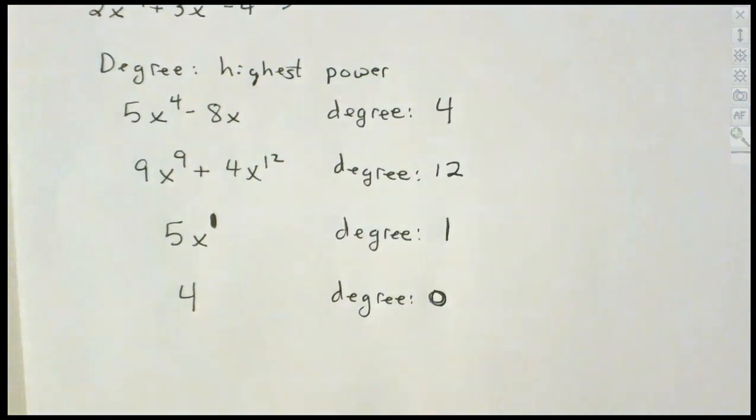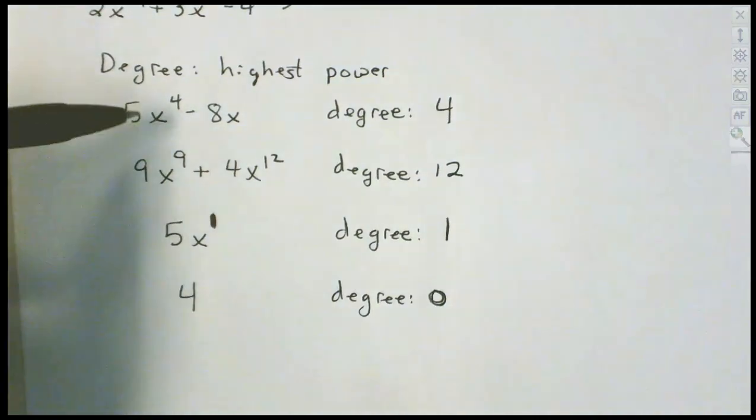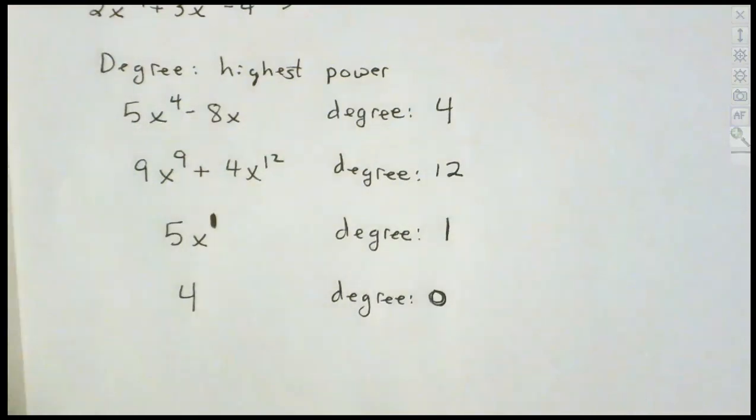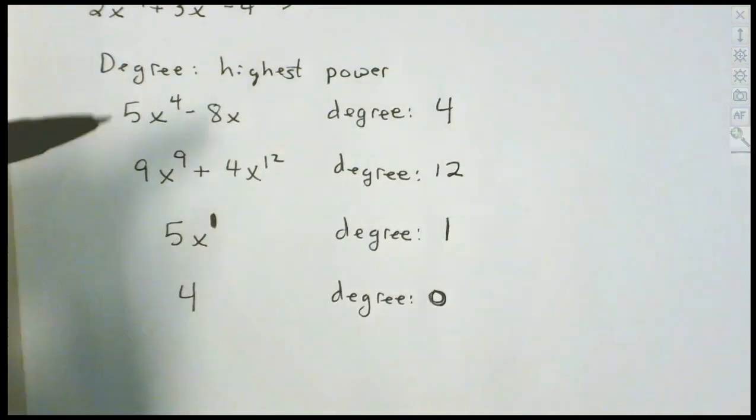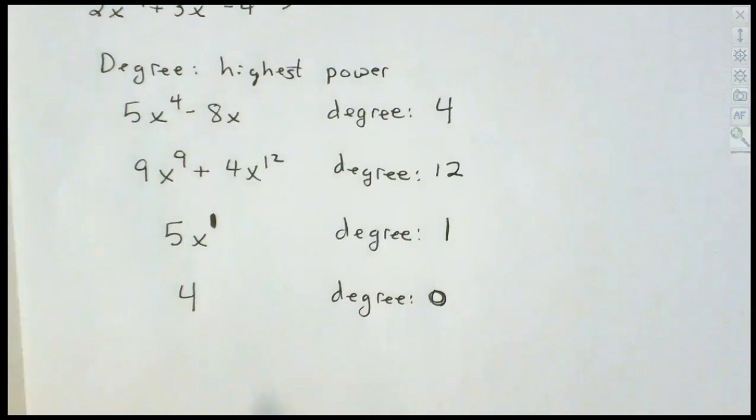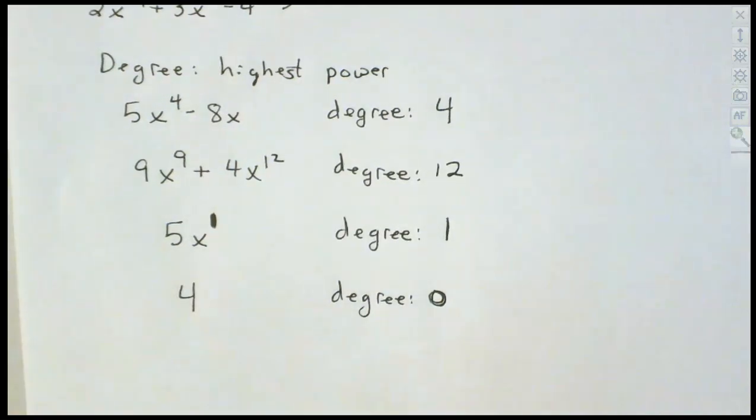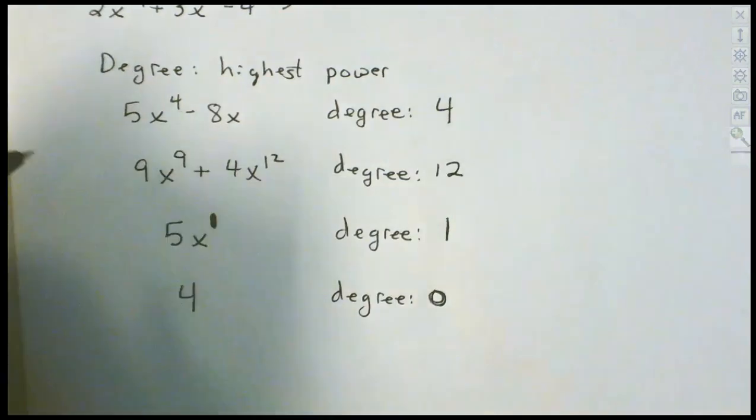So when we talk about degree, we talk about the highest exponent. Now in intermediate, if you have multiple variables, they go together. But in elementary, we focus only on a single variable. So for the degree, we find the highest power, and that's going to be our degree. And if there's no variable, it's a degree 0. If there's just the variable, there's actually a 1 there. So that's actually degree 1.